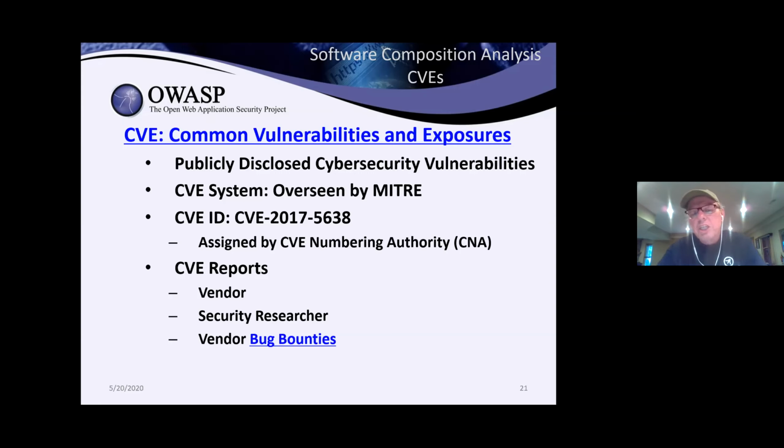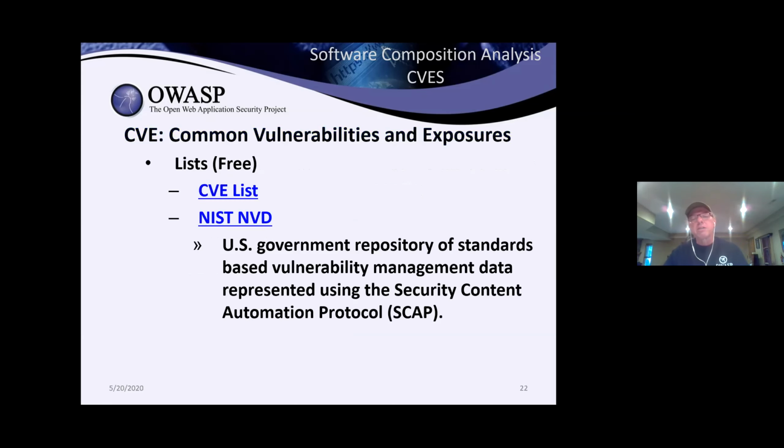How do you get CVEs generated? CVE reports can be generated by a vendor, or by security researchers. And then you've also got bug bounties, vendor bug bounties from Microsoft, Oracle. They've got ways that if you can find vulnerabilities in their applications, components, or software, you can document it, submit it to them, and possibly get some money. So very interesting on the bug bounties.